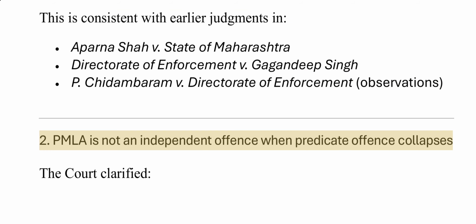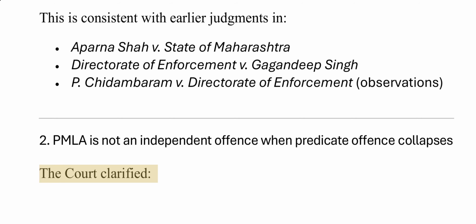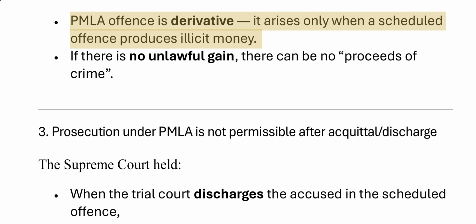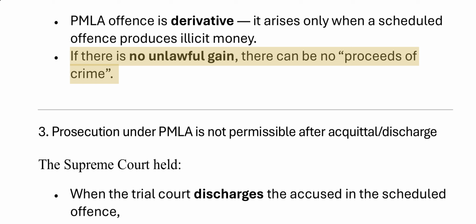PMLA is not an independent offense when the predicate offense collapses. The court clarified, the PMLA offense is derivative. It arises only when a scheduled offense produces illicit money. If there is no unlawful gain, there can be no proceeds of crime.